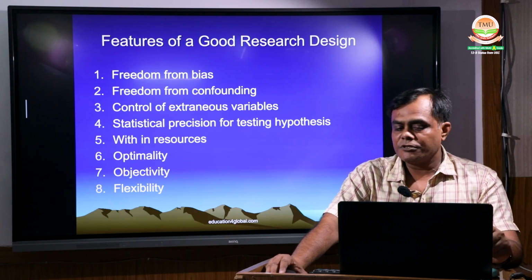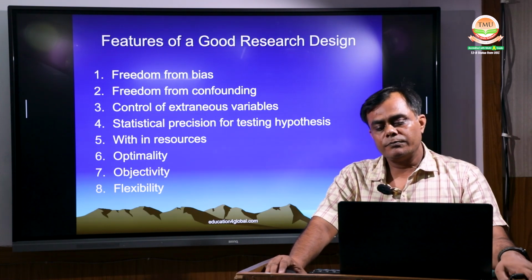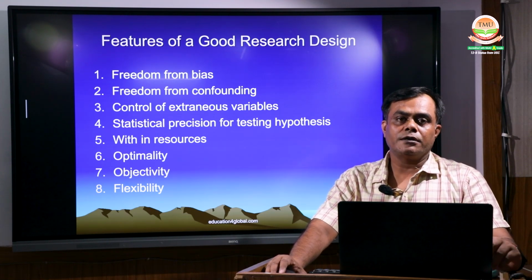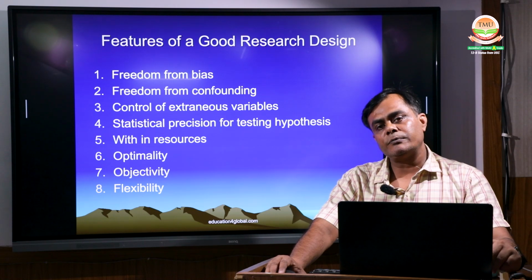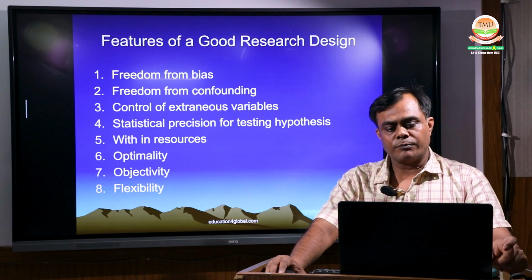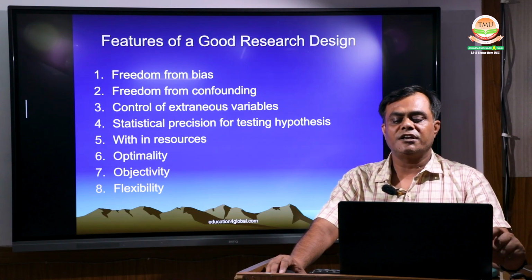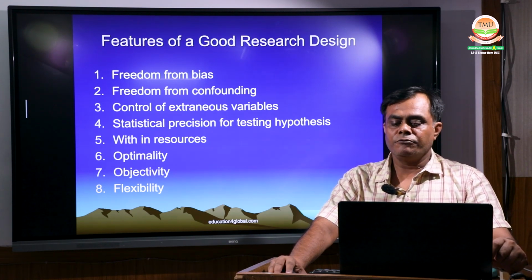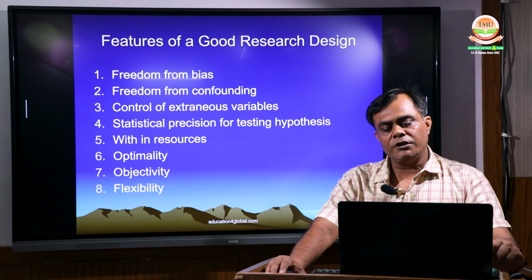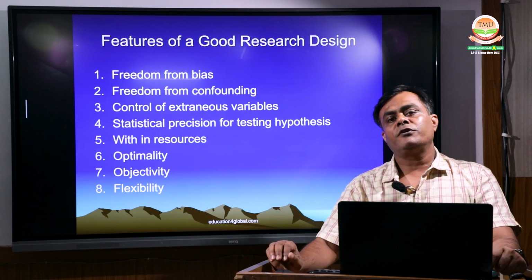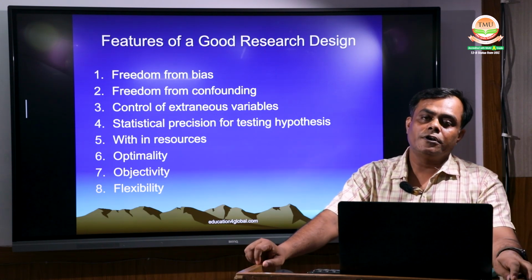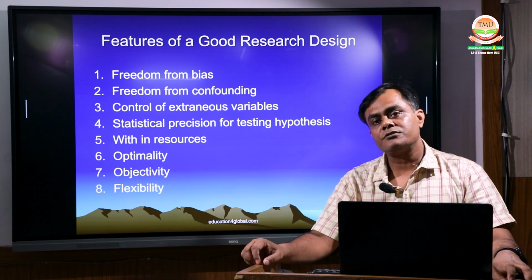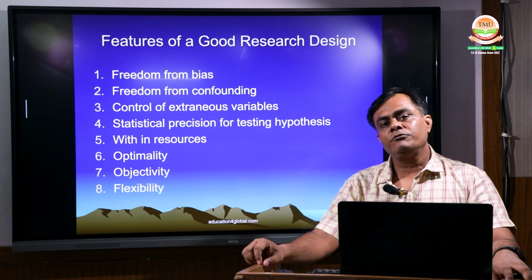The fourth feature is statistical precision for testing hypothesis. Whatever the hypothesis we are putting into the research or designing, we have to test that hypothesis. Our research design should ensure that the data are recorded at a level of precision that will yield statistically meaningful results. So whatever information you are gathering from your research, or the statistical analysis or interpretation of the statistical analysis, that should be a meaningful result.